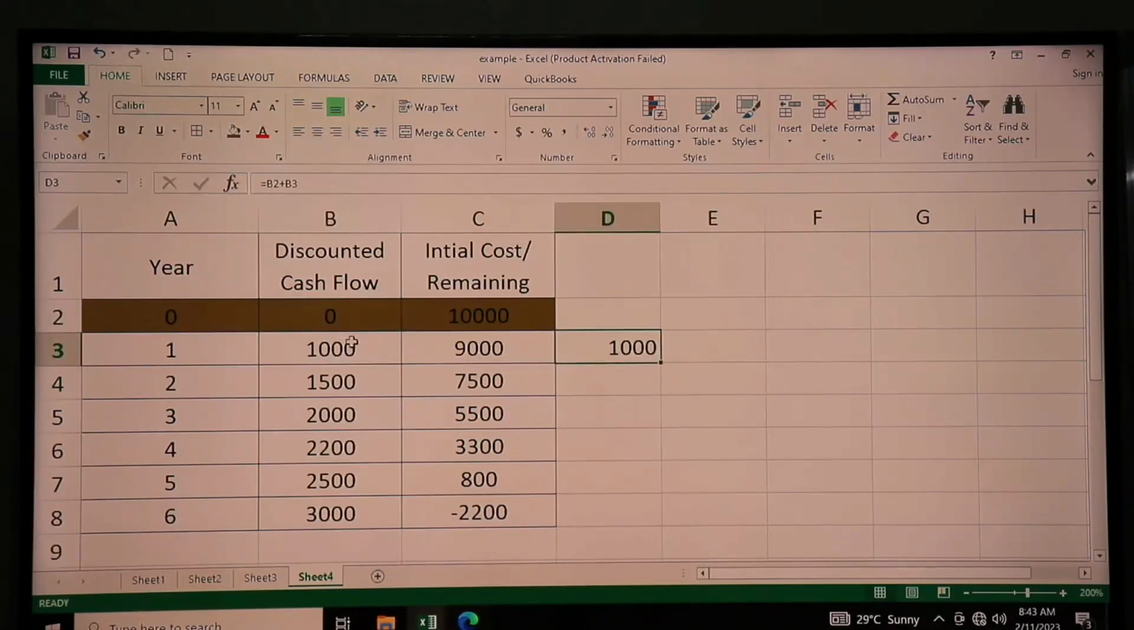That is here, 1,000. Here, 2,500. And you proceed. Okay, just a minute.